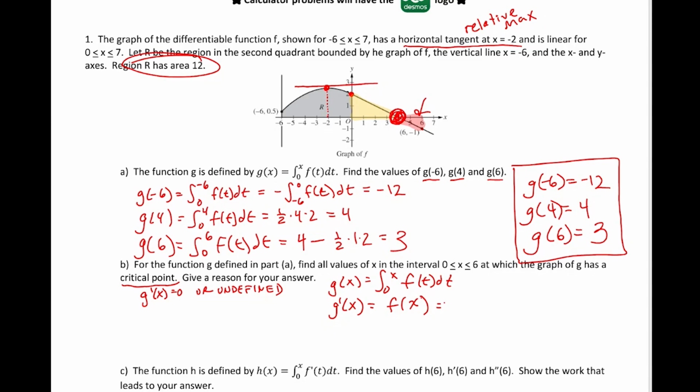So how do we want to write this? It's got a critical point. So the only critical point, and that is where g prime equals 0, is at x equals 4.